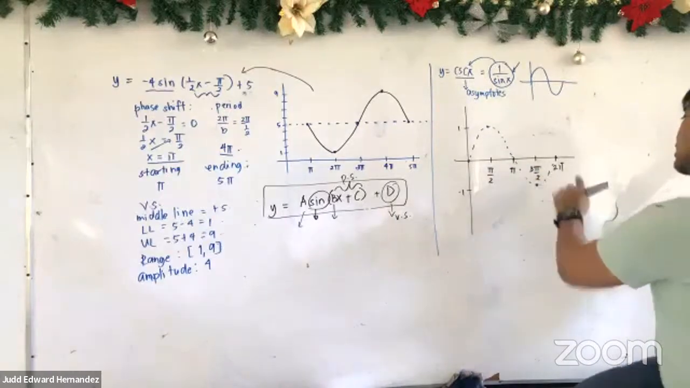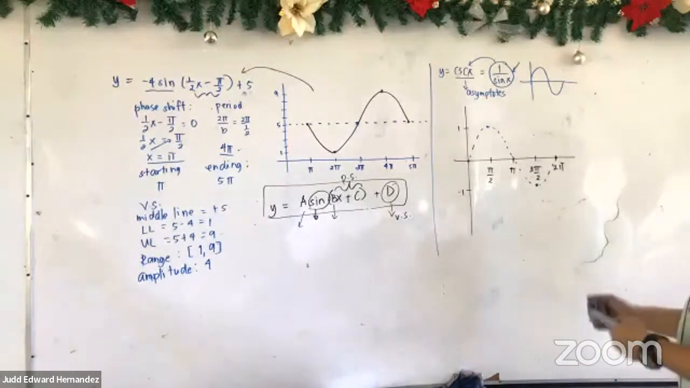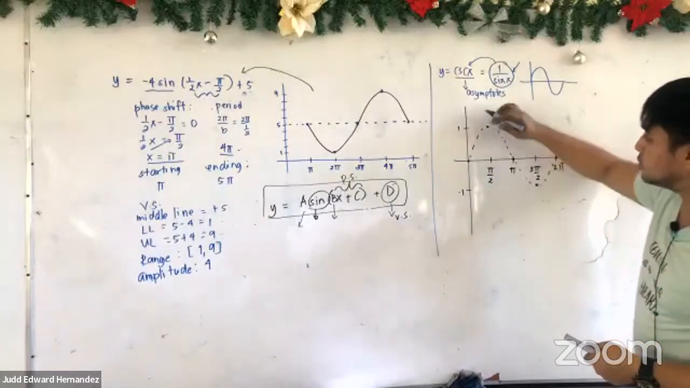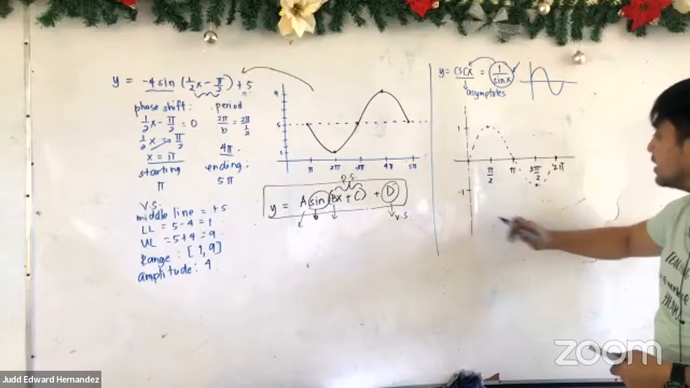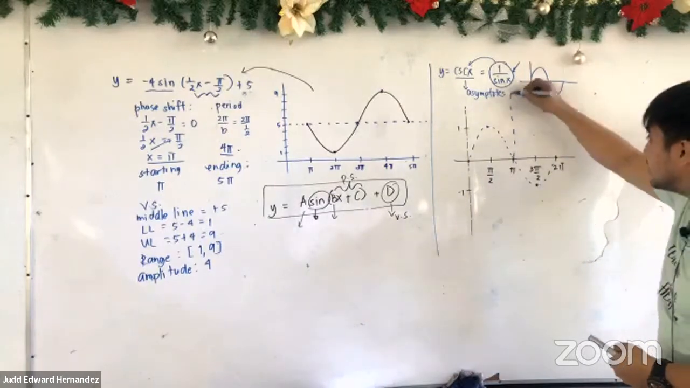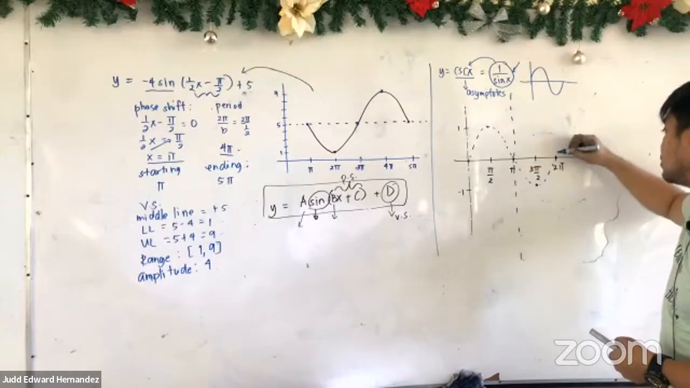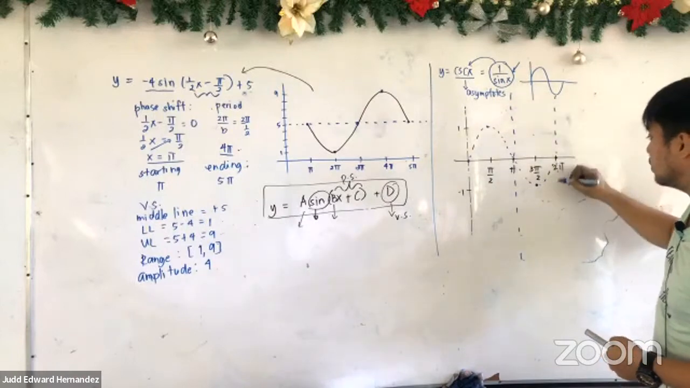Nakita mo lahat kung saan siya nag-zeros. Doon ngayon matatagpuan yung asymptote ni cosecant. So, ibig sabihin, ito ay magiging asymptote. Itong x-axis natin magiging asymptote. Itong si pi magiging asymptote. Itong si 2 pi magiging asymptote.